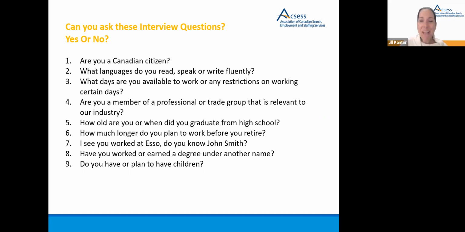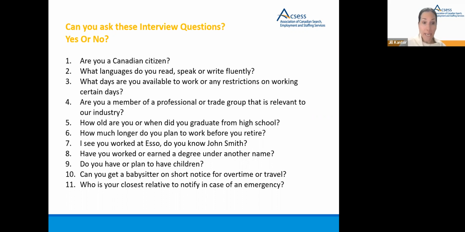Okay, I just laugh when they come through very quickly. Are you available to work overtime on occasion or can you travel when required? Would be a better question. Can you get a babysitter on short notice for overtime or travel? Okay, correct answer is no. You'll be required to travel or work overtime on short notice. Will this be a problem for you? Would be a better way that it can be asked.